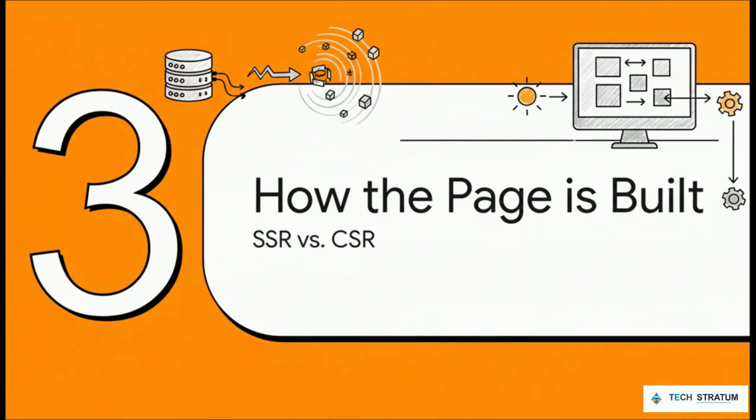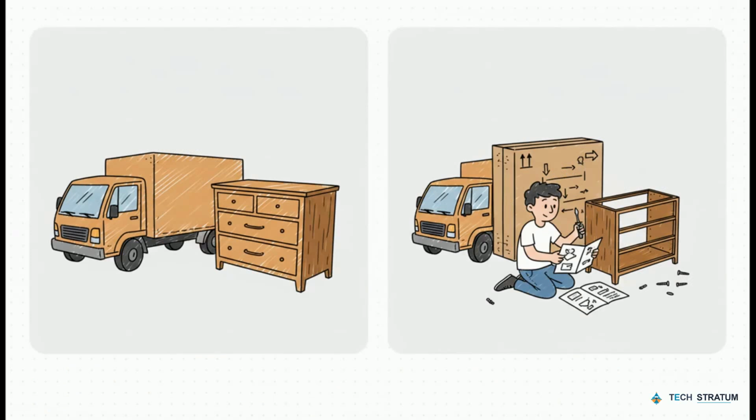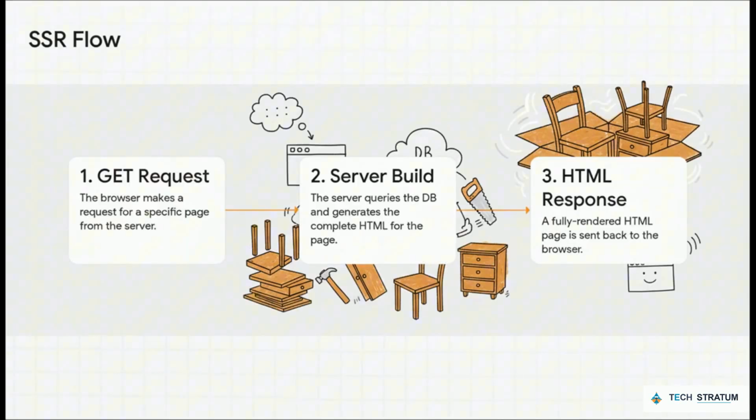Okay, so the server did its job. It processed our request. But how does that turn into the actual web page we see on our screen? Well, that brings us to the 2 main ways pages get built. So you've got 2 main flavors here, server-side rendering, or SSR for short, and client-side rendering, CSR. And I love this analogy. Think of it like buying furniture from IKEA. You can get it delivered to your door fully assembled, or you can get the flat pack box and a set of instructions.